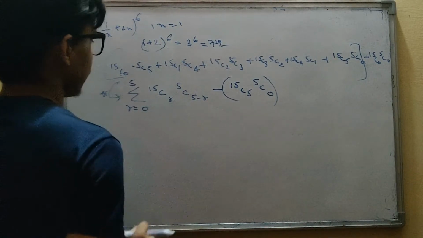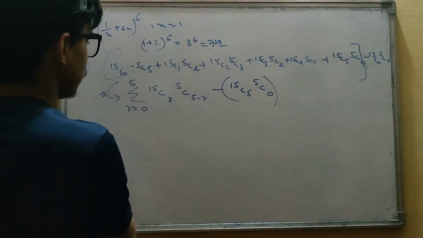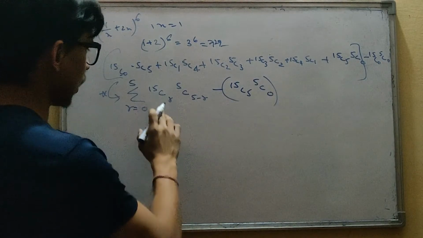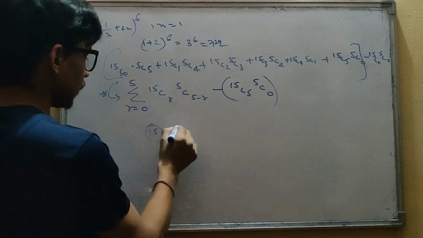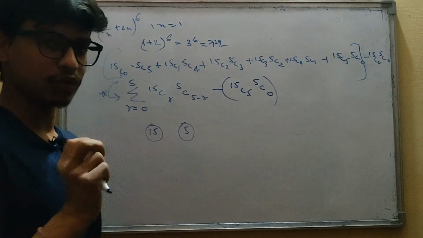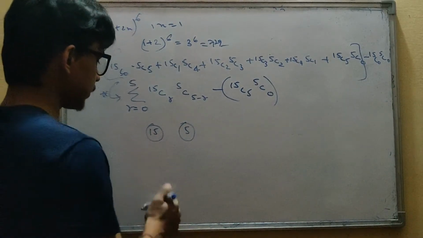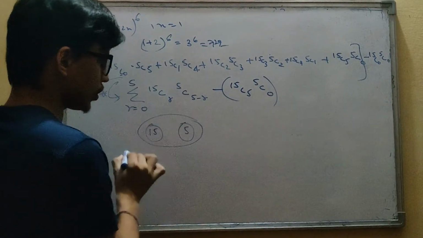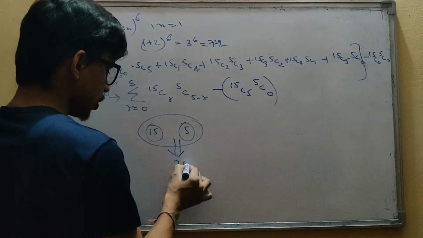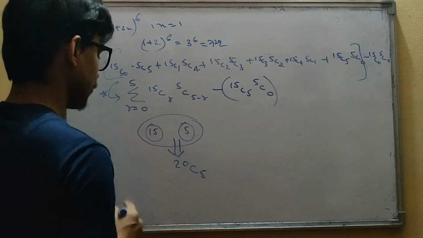So this can be directly written as follows. You have 15 elements from here and 5 elements from here, and you have to choose 5 elements from overall, right? And they are all different. So you have a total of 20 choices and you have to pick 5 from them, right? So this whole thing can be written as 20C5, right?